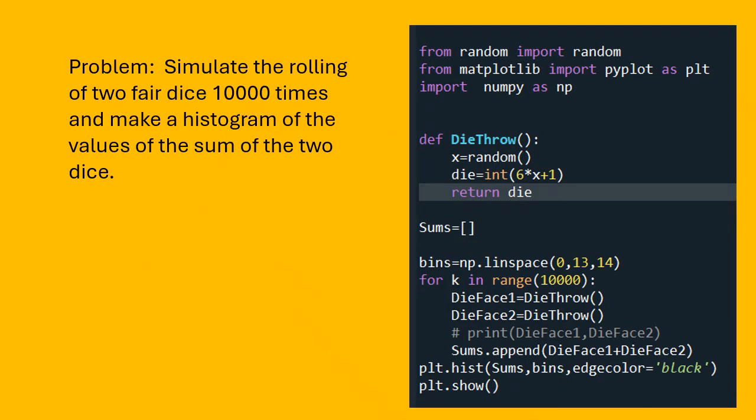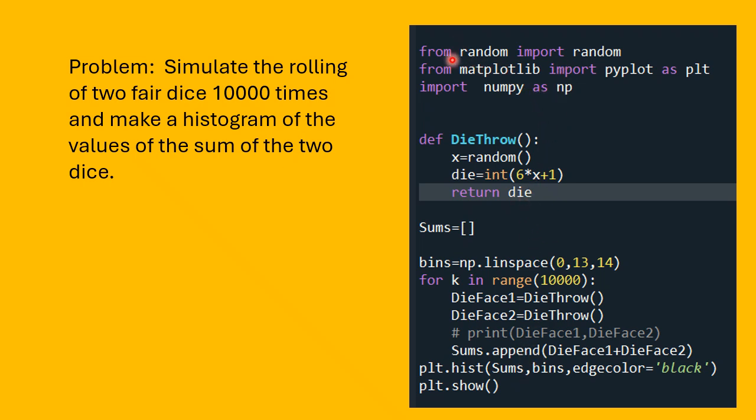Okay, so now what we would like to do is simulate the rolling of two fair dice 10,000 times and make a histogram of the values of the sum of the two dice. So here's a program that should do this.